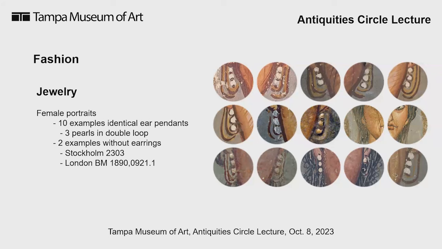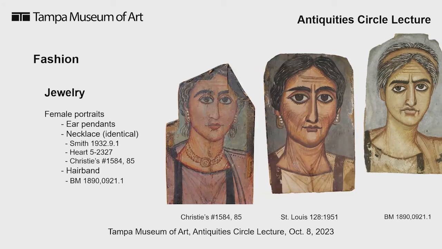But there are 10 in the catalog that I have examined. The one that I showed that's on the market at Christie's right now has the same earrings also. Three pearls in a double loop. That is a very common piece of jewelry. So you can't use that for a dating criterion either. There are only two examples that have none. Then there's the beautiful necklace that I think now four have. I think that's a little later. So sliding certainly in the second century, but that's four now. And one has what looks like a headband and a very bad hair day.